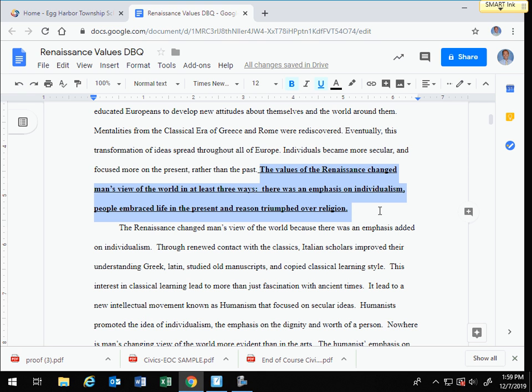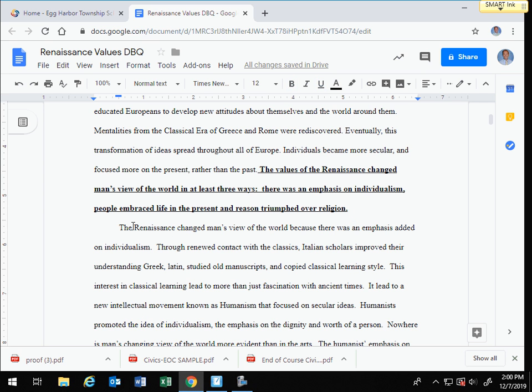And our thesis, as we said in the last movie, is: the values of the Renaissance changed man's view of the world in at least 3 ways. There was an emphasis on individualism, people embraced life in the present, and reason triumphed over religion. So really, the thesis is this part: the values of the Renaissance changed man's view of the world in at least 3 ways. The stem of the thesis, or the roadmap, if you will: there was an emphasis on individualism, people embraced life in the present, and reason triumphed over religion. That's what your paper is going to be comprised of.